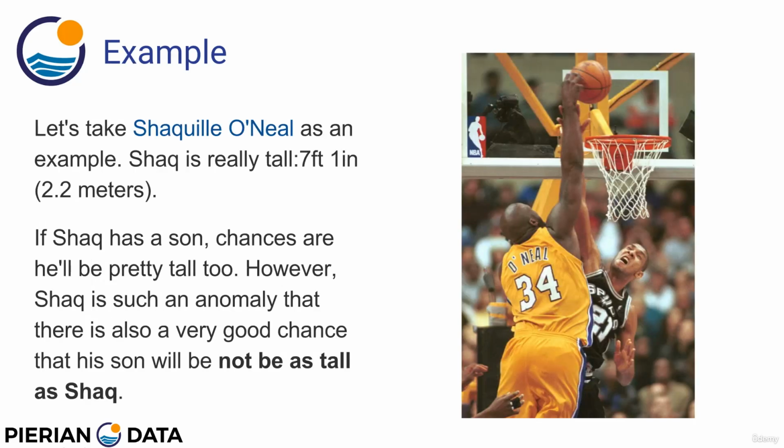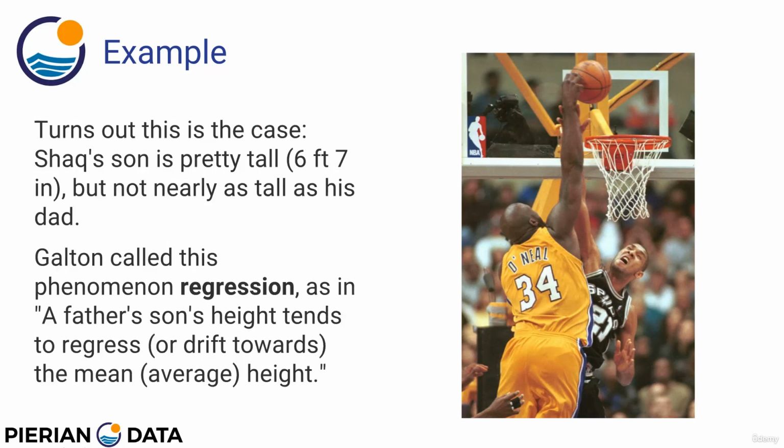Let's go ahead and take an example of this. Shaquille O'Neal, who's a famous NBA player, is very tall. He's 7 foot 1 inch, or 2.2 meters tall. If Shaq, as he's known, has a son, chances are he'll be pretty tall too. However, Shaq is such an anomaly in height that there's also a very good chance that his son is not going to be as tall as Shaq. And it turns out this is the case. Shaquille O'Neal's son is pretty tall. He's 6 foot 7 inches, but he's not nearly as tall as his dad, who was 7 foot 1.